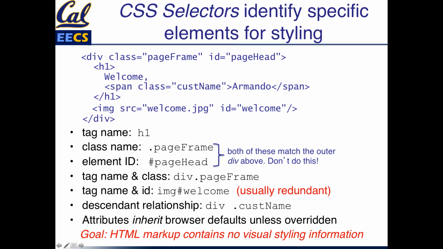We could also use the tag name combined with the class. So this would match any div elements that have an ID of page frame. Or we could use the tag name and ID, but as you've no doubt already realized, that's usually redundant. Why? Because if an ID has to be unique on the page, then only one element can have this ID anyway, so why bother saying the element tag?